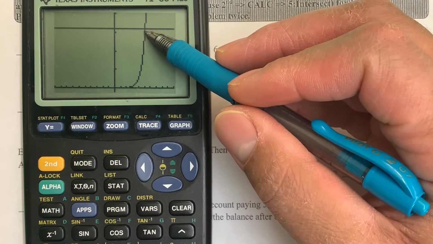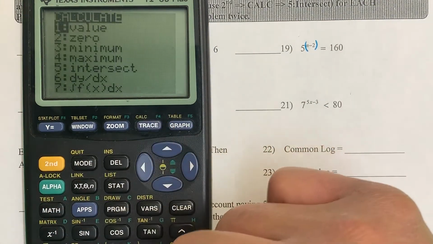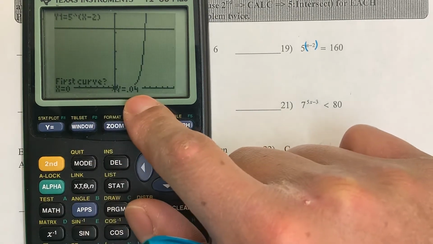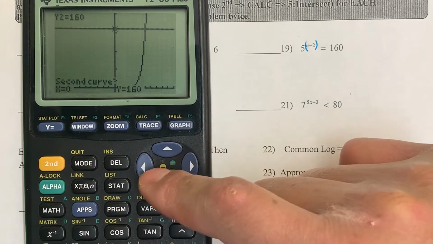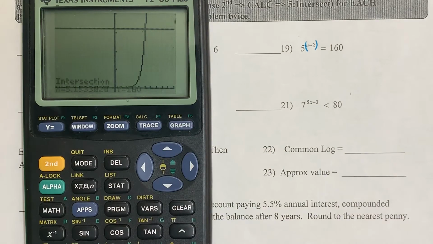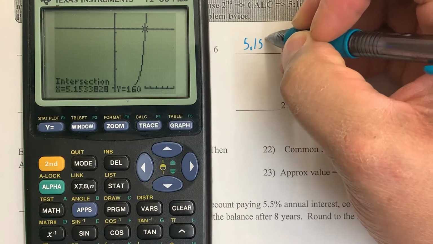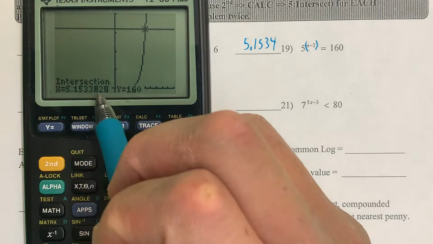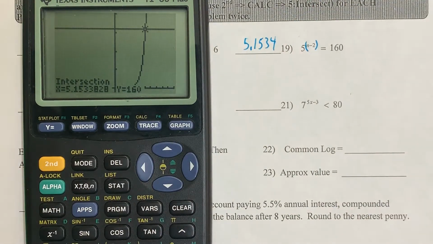Okay, so now that I've got that, and with the way these domains are going to work, this will be even easier. Second, calc. Option 5, intersect. First curve, we're good. I have an x and a y value, so I know I'm within the domain. Enter. Second curve, x and y value in the domain, we're good. Enter again. Give it a second to calculate. And there it is: 5.1534. Okay, round that last decimal place up because of the 8. I'm sure I don't have to explain that, but I've been burned before. Okay. And there's that one.